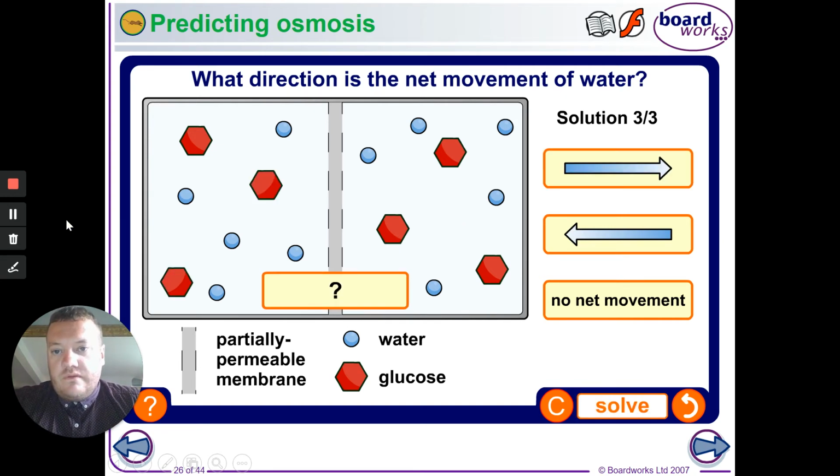Final one then. Have a little think about that. Given what we said about number of blues, number of reds, decide whether you think there's going to be a net movement to the left, a net movement to the right, or no net movement at all. I'll give you a couple of seconds to look at that. Pause the video here.